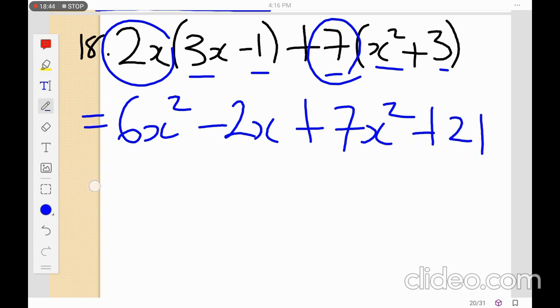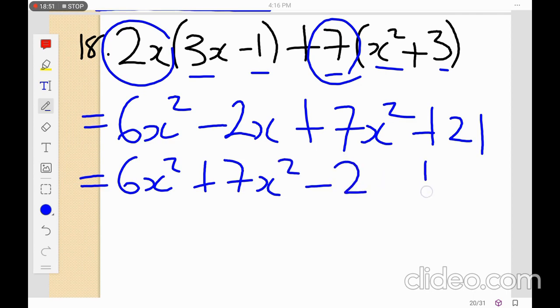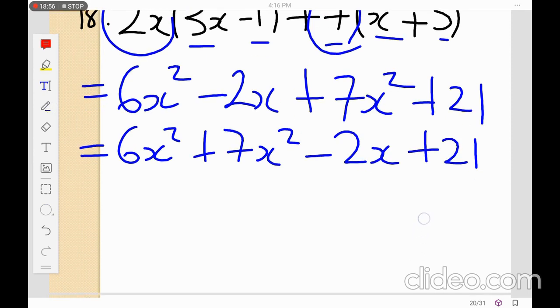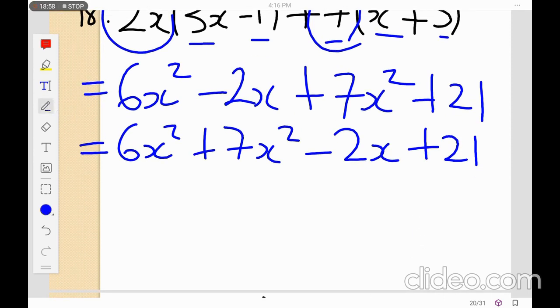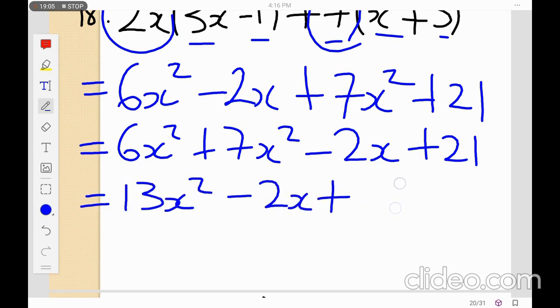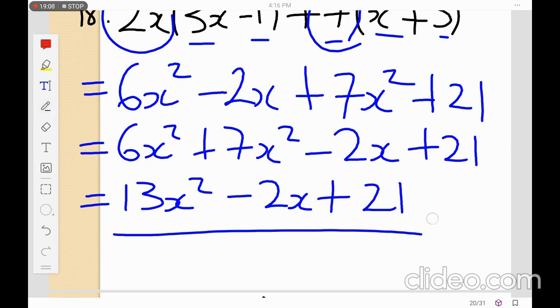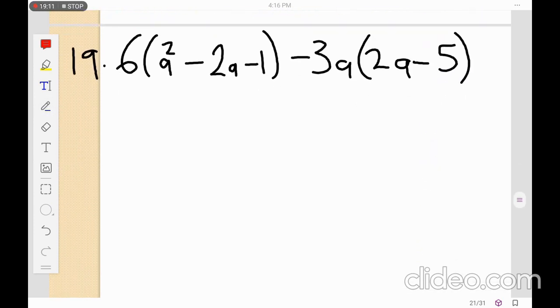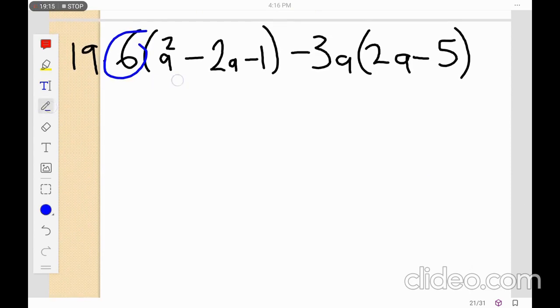Simplifying, we have got 6x squared plus 7x squared, then minus 2x and plus 21. Let's simplify that. What do we get? We'll get 7 plus 6 there, we get 13x squared. Then we've got minus 2x and plus 21. So this is the final answer there. Let's look at number 19. We do the same. We multiply this element with everything there. Let's do that, and also this one with every element.